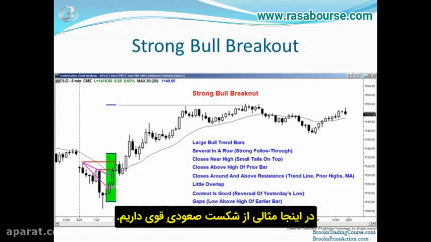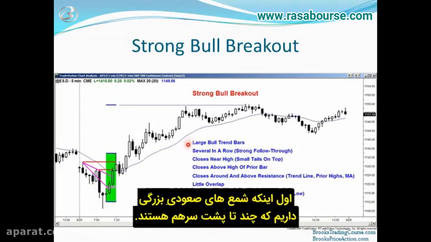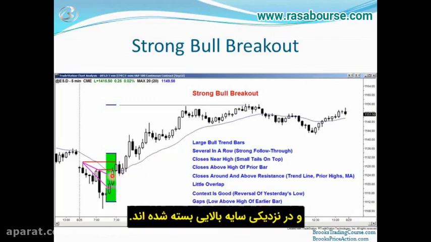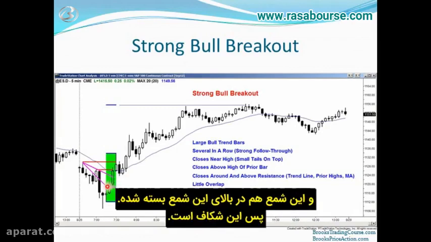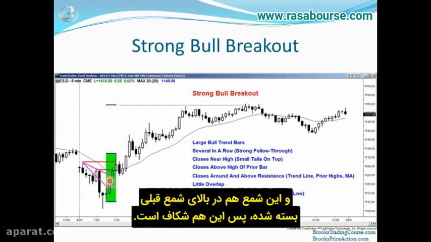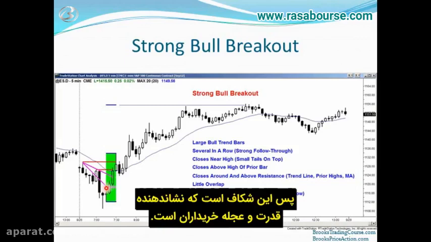Here's an example of a strong bull breakout, and here are some of the characteristics that make you conclude that it's strong. First of all, you have large bull trend bars, and you have several in a row. They're closing near the high. They're closing above the high of the prior bar. For example, this bar closed above the high of this bar. This bar closed above the high of that bar. So that is a gap. This bar closed above this high. That's another gap. There's also a low above the high of the bar before this bull bar. So that is a gap. That's a sign of exceptional strength and urgency.